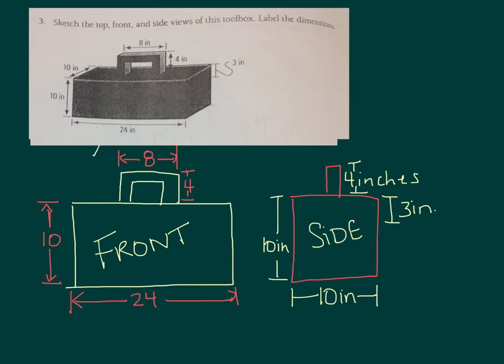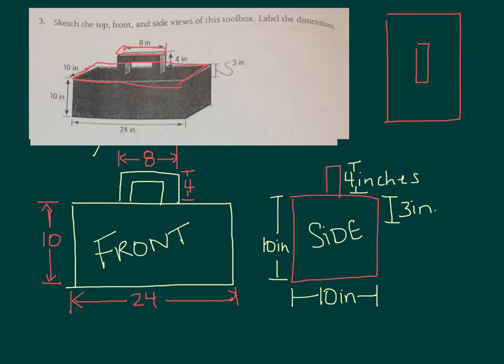So the last part is the top. The top here, we'll be seeing this square here, and the top part of our handle. So we will see that part there as well. So when we're redrawing this, we're going to see a rectangle, and you can draw it this way or the other way as long as you have your dimensions in there, and then you'll have a rectangle in the middle. That part is your handle.